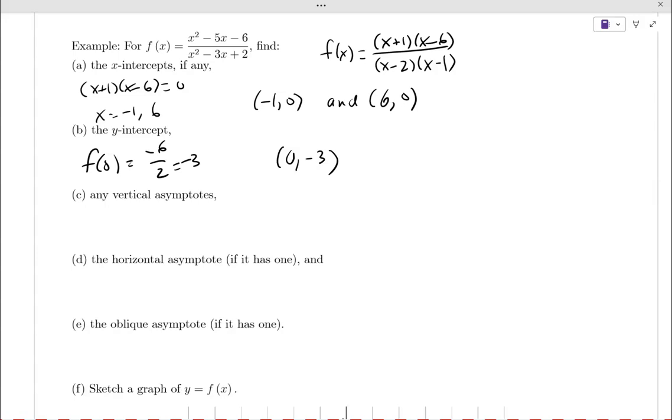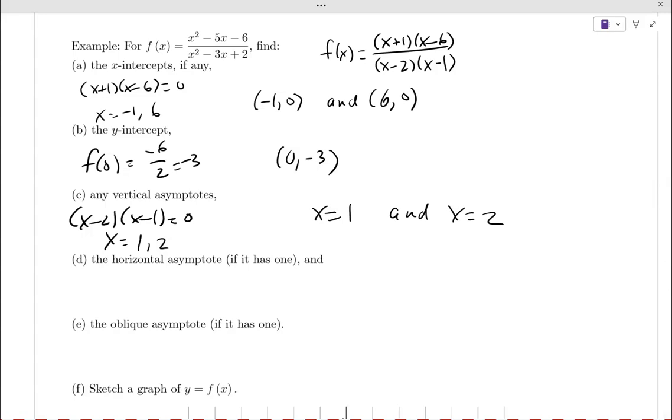All right, so now vertical asymptotes. What do we look for for vertical asymptotes? Yeah, when the bottom's 0, right? We're looking for those places where it's undefined. So in this one, we'll set the bottom equal to 0. What makes the bottom 0? Yeah, 2 and 1. Good. So we'll have x equal to 1 and x equal to 2 as our vertical asymptotes.